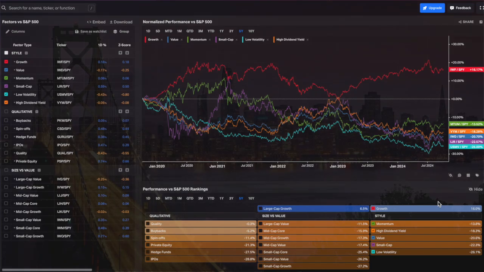Today we're going to look at the factor analysis tab on the market dashboards of Koyfin.